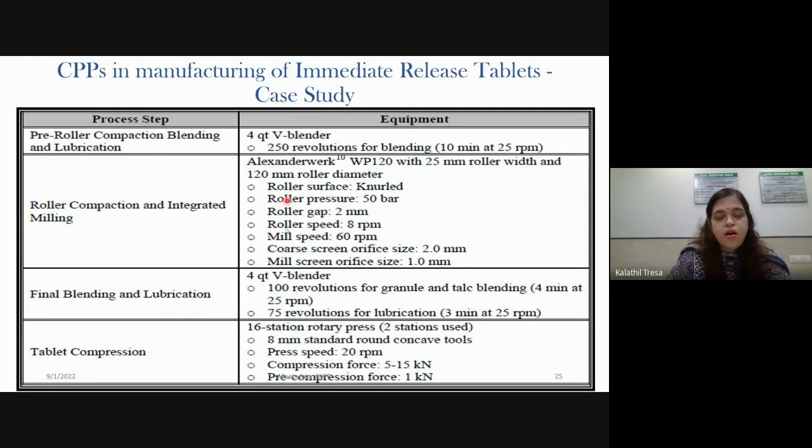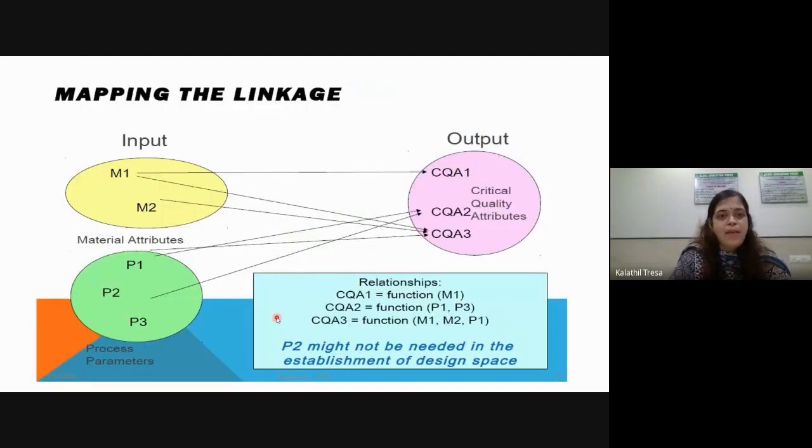So these are the various operating parameters which you can change for that particular equipment. So you need to study, if you are moving away from this number, how it is going to affect your CQAs. If you are using more pressure, then how it is going to affect your CQAs. So you have to map the input, that is the material attributes as well as process parameters, to your CQAs.